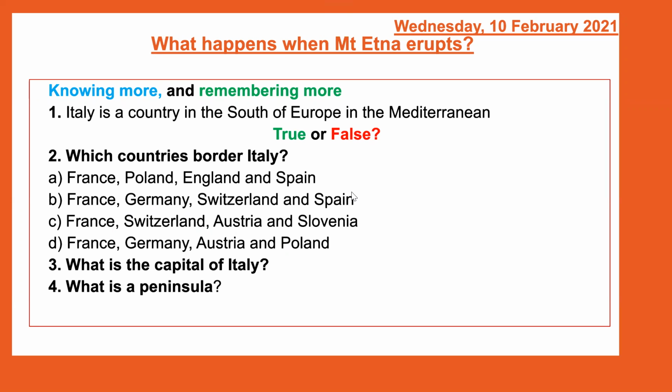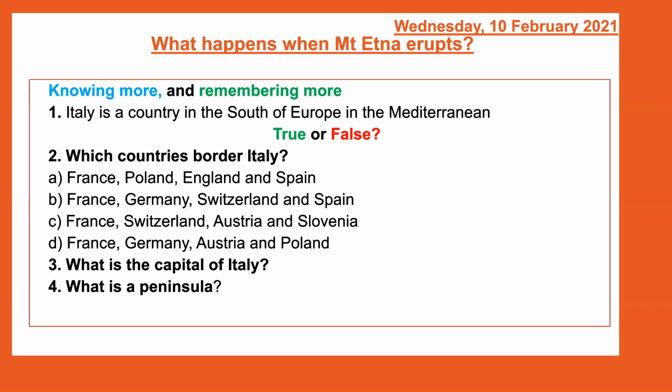And question 2. Which countries border Italy? Is it A, France, Poland, England and Spain, B, France, Germany, Switzerland and Spain, C, France, Switzerland, Austria and Slovenia, or D, France, Germany, Austria and Poland? Give yourself some time to write that answer down.